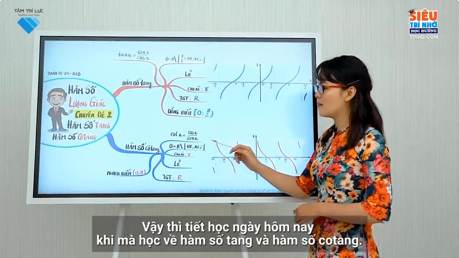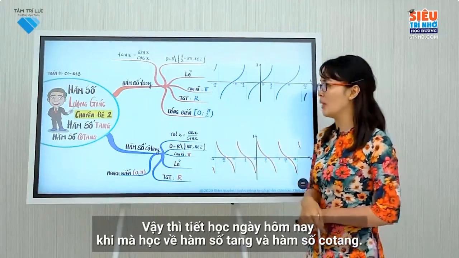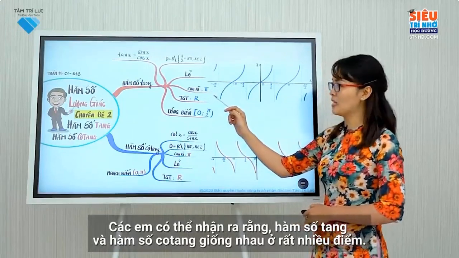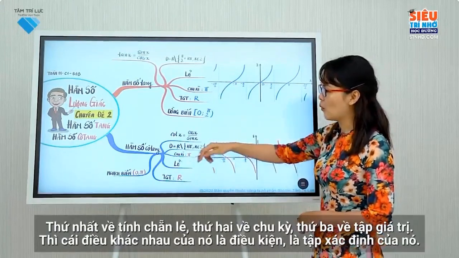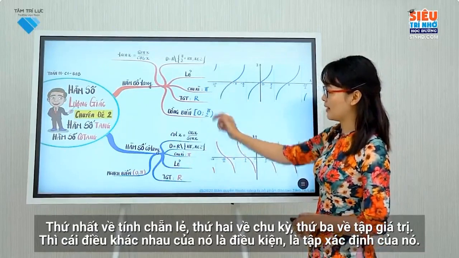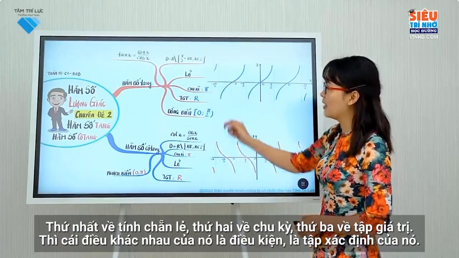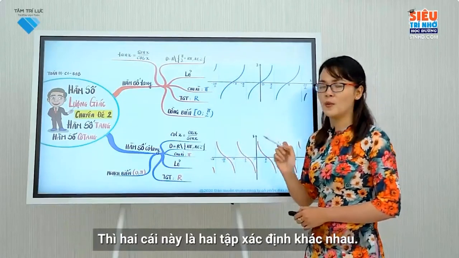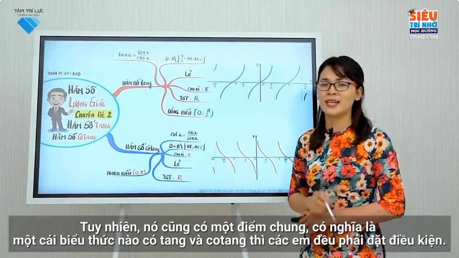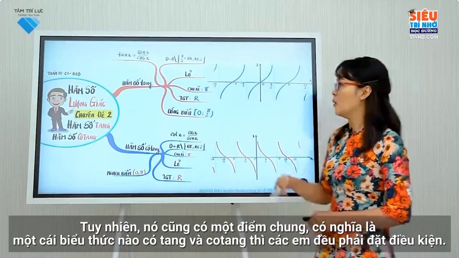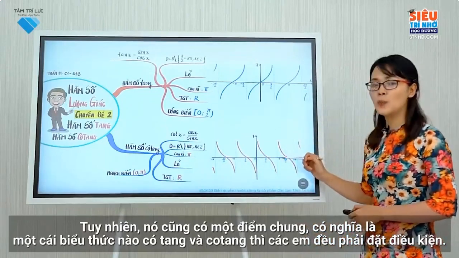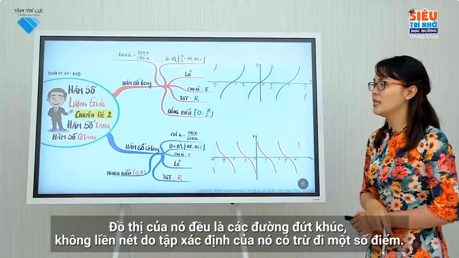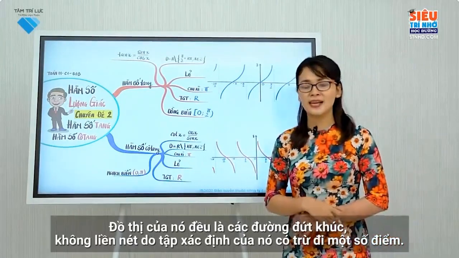In today's lecture, when studying tangent and cotangent functions, you learned that there are a lot of similarities between these two functions. First is the parity, second is the cycle, and third is the ranges. The difference between them is the conditions or the domains. These are two different domains. However, there is still the similarity that you need to set conditions for both tangent and cotangent functions. The graphs are split and discontinuous since some values are excluded in the domains.